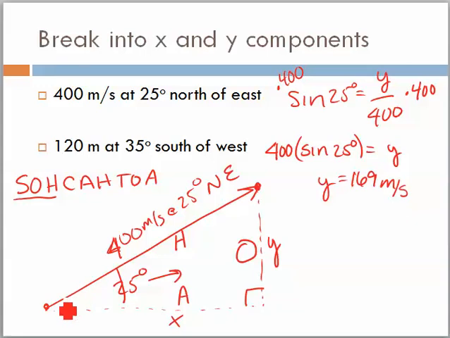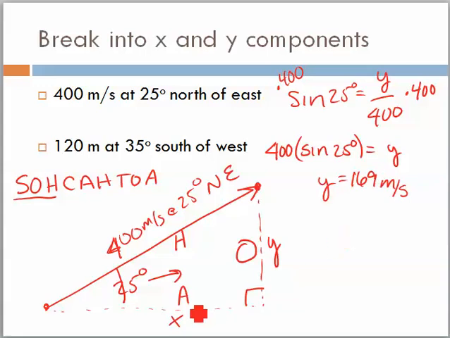And what that means is, as we're traveling along this vector at 400 meters per second, we're also traveling in the y direction at 169 meters per second. So every second that goes by, I would be 169 meters higher than what I originally was.